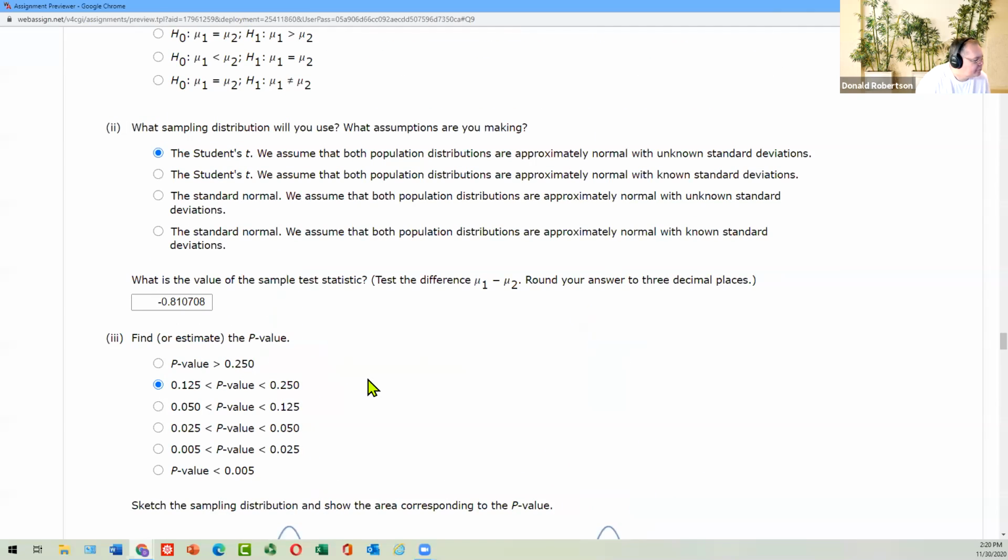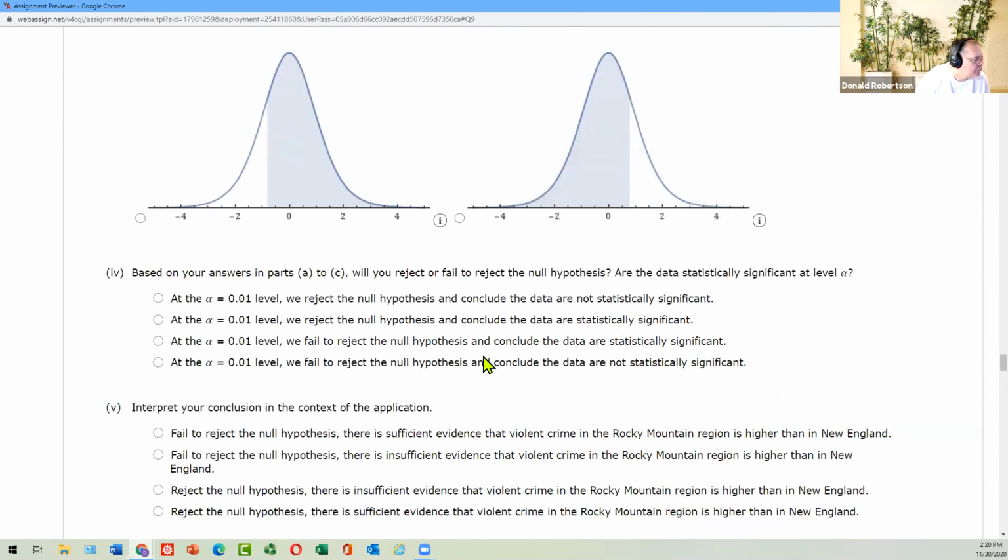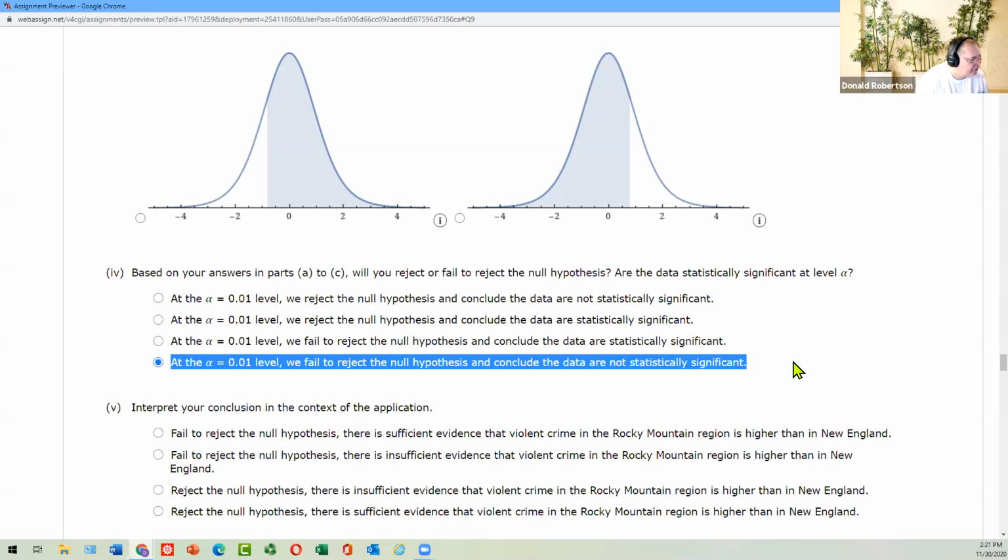Now, the final piece is the test. Is your p-value 0.2? Is it less than that guy? And the answer is no. And when the test says no, there's two sentences that you do, one for 4 and one for 5. At the no, we fail to reject the null hypothesis and conclude the data are not statistically significant. And the one that puts those both together is that one. So when it's a no, you always choose that sentence. We fail to reject the null hypothesis and conclude that the data are not statistically significant.